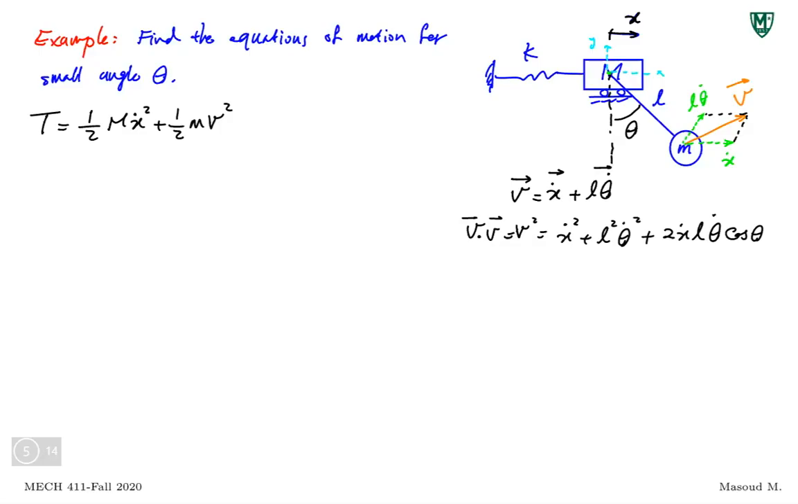Remember, because we are taking the magnitude of this squared, let me rewrite that. It becomes x dot squared plus L squared theta dot squared plus 2 x dot L theta dot. Multiplication of two vectors, the dot product of two vectors, would be x dot L, and you can just find that.